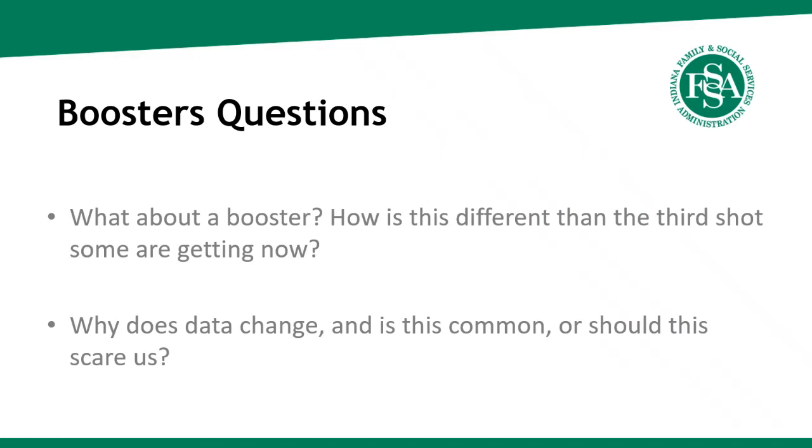They essentially needed 3 shots before they had a decent immune response. For the booster, it's a little bit different. It turns out that most people had a really good response to the 2 shots for the Moderna or Pfizer, or 1 shot of the Johnson & Johnson. But over time, that response went down, and they needed a booster, like a little bit of a vaccine, to get back up to that high protection level again. And why does data change, and is it common, or should this scare us? This is a question around why we didn't think we needed boosters, and now we need boosters.